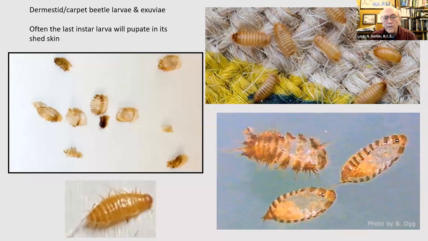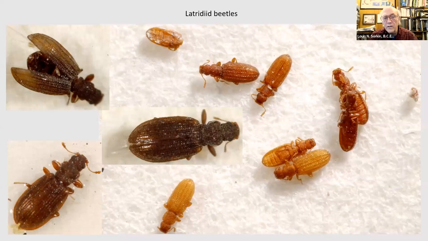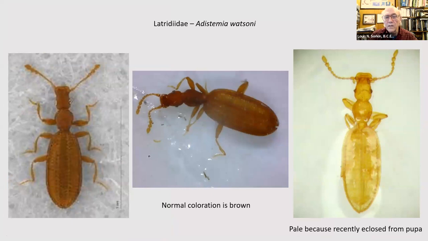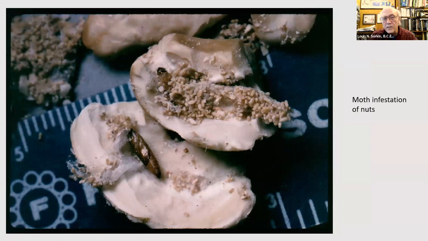These are Dermestes that have bored into a book in order to pupate. And more Dermestes beetles. These are Latridiid beetles that people find, and they're very small. They're actually mold and moisture associated, not so much stored food product beetles. They're very distinctive looking. And a moth infestation. This is a Plodia moth, the Indian meal moth. And a moth infestation in nuts, you can see the droppings, pupa, larvae.